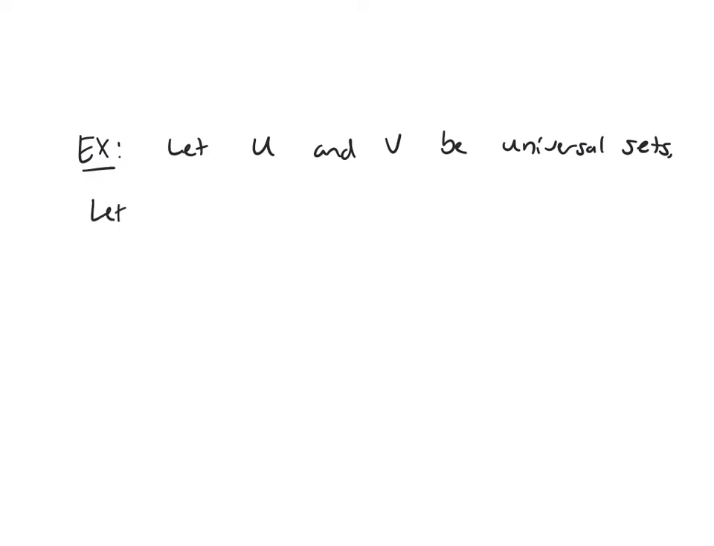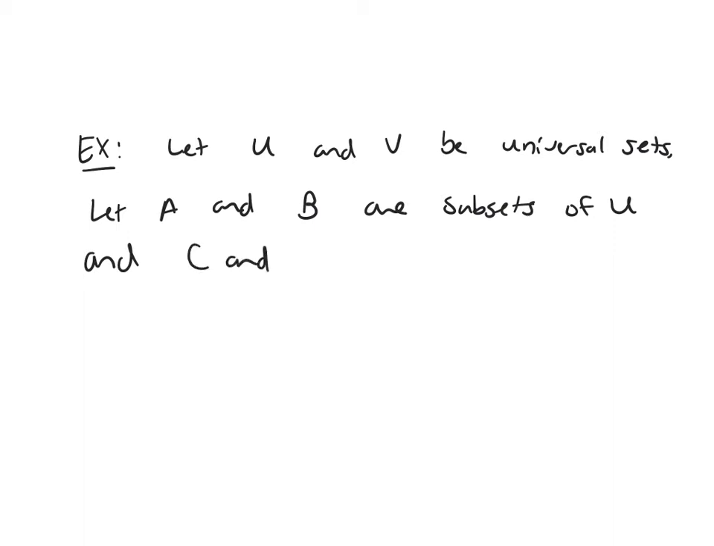So we're going to look at one more example here. Again, we're going to let U and V be universal sets. We're going to suppose that A and B are subsets of U, and now C and D are subsets of V.